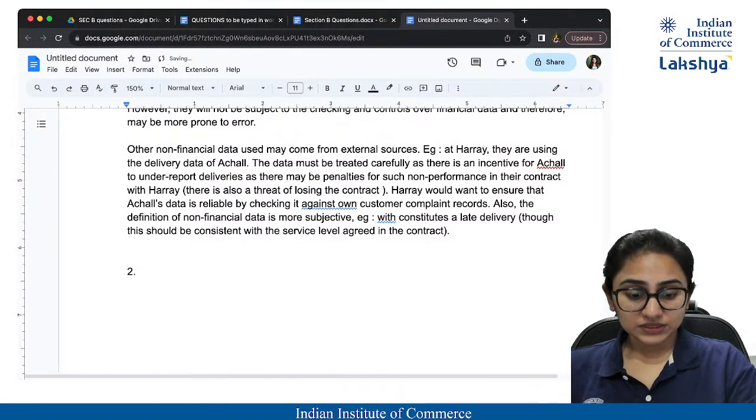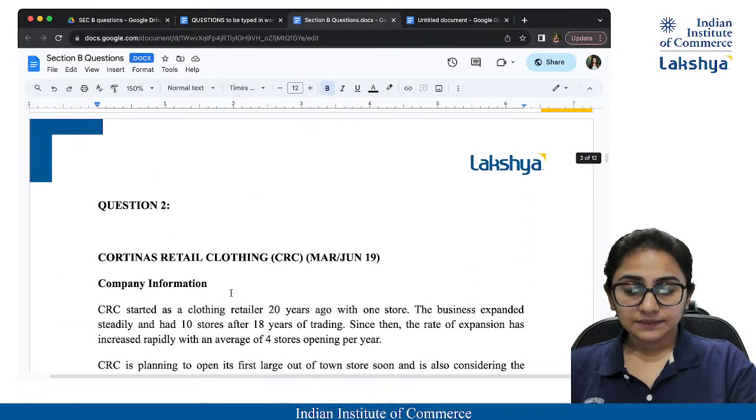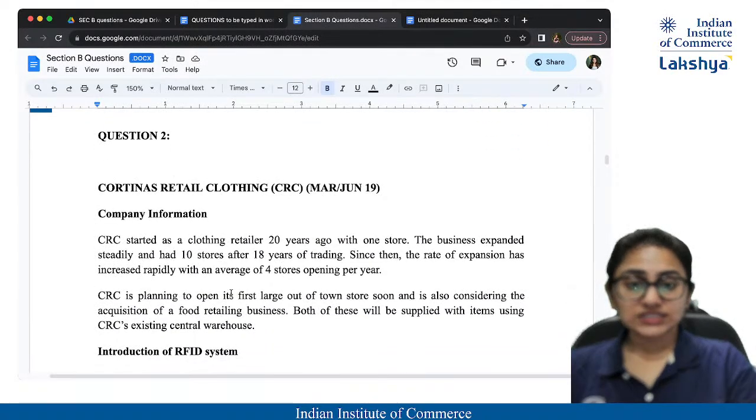Now before we begin with the second question, we take a break of 5 minutes and then begin with question 2. That is Cortina's Retail Clothing, which is a March-June 19 question.